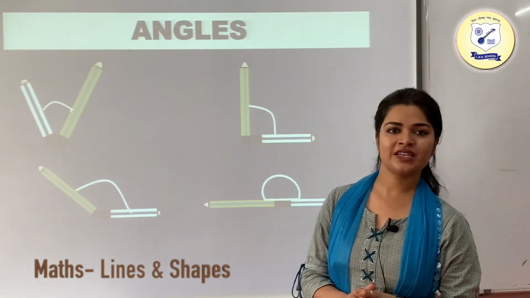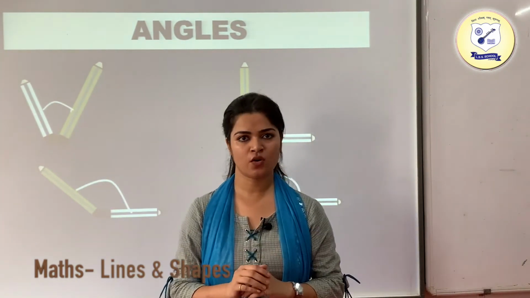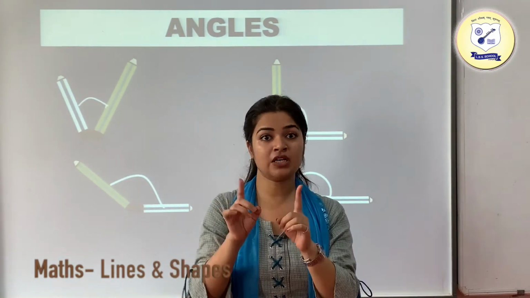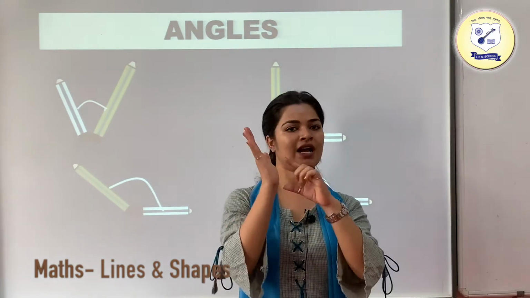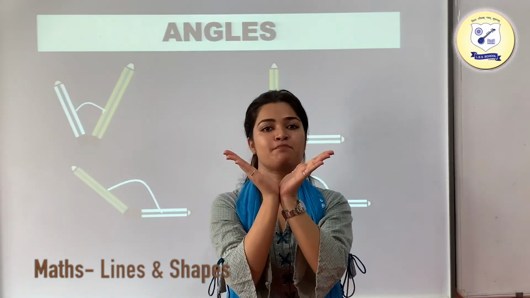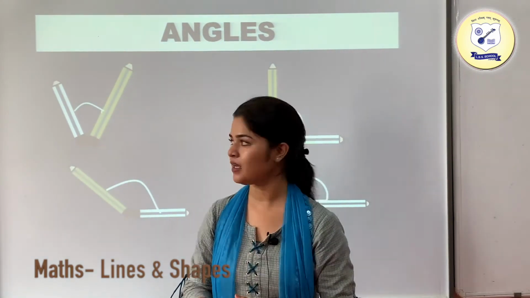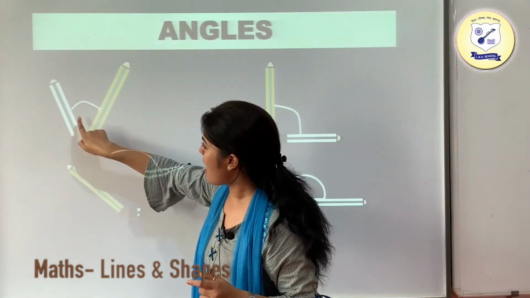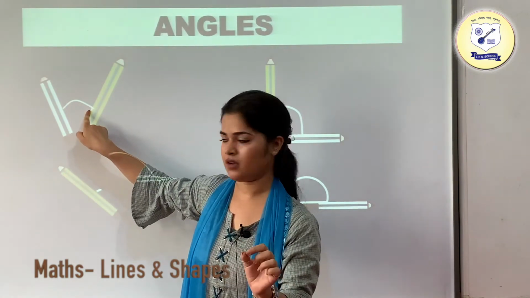Now we are going to discuss angles. An angle is this: if you have 2 rays and they meet at a point, then the distance between those 2 rays is your angle. Suppose this is your first ray and this is your second ray, and if these meet at some point, then the distance between them is known as your angle. Like here, this is your first ray and this is your second ray, and since they are meeting at this point, the distance between them is your angle.